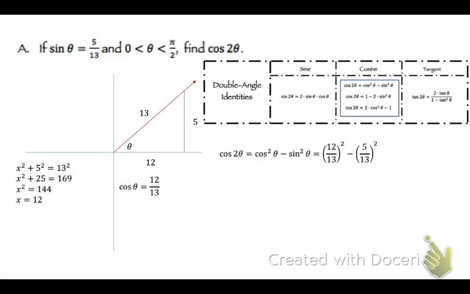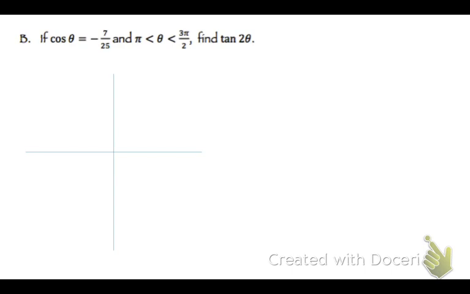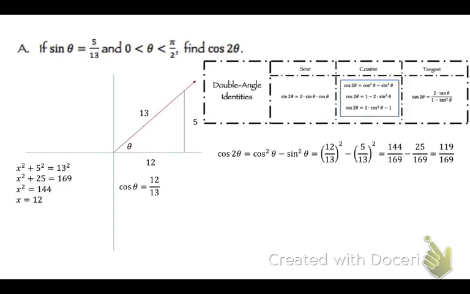So that's 12 over 13 squared minus 5 over 13 squared. Well, if we square those out, you get 144 over 169 minus 25 over 169, which equals 119 over 169. And that's your answer for that one. We're all done. Not too bad, pretty easy. It's just finding sine and finding cosine, plugging it in.